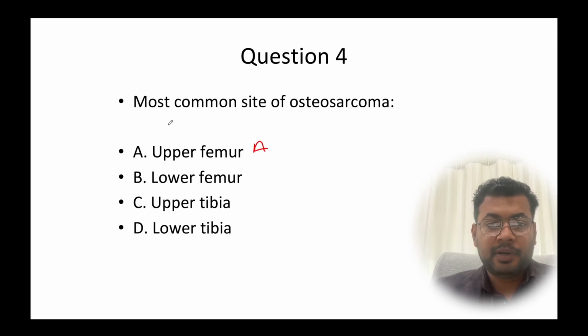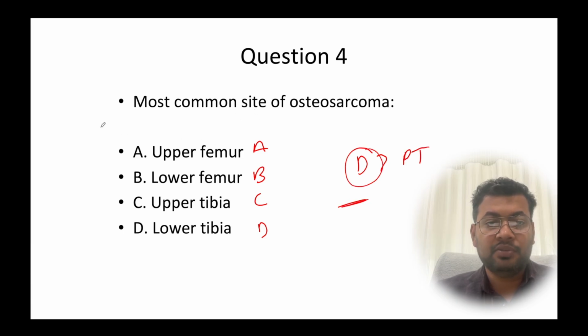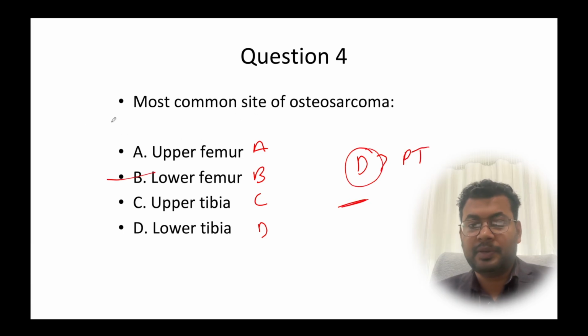Then question number 4, most common site of osteosarcoma. A. Upper femur, B. Lower femur, C. Upper tibia, D. Lower tibia. So the most common site is around the knee, and distal femur is more than proximal tibia. So distal femur is lower femur. So the answer is B. Lower femur.